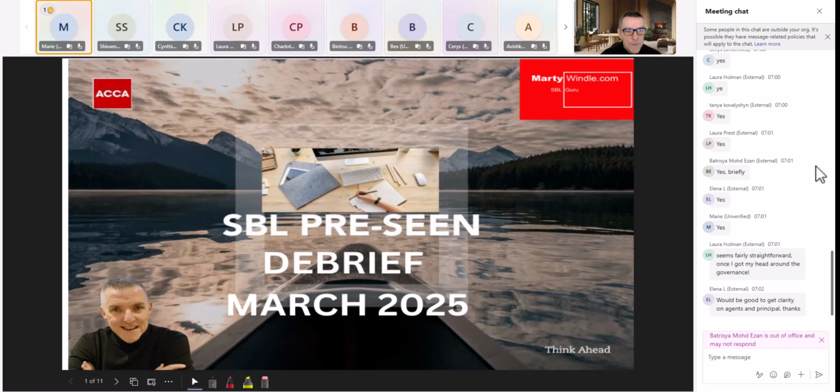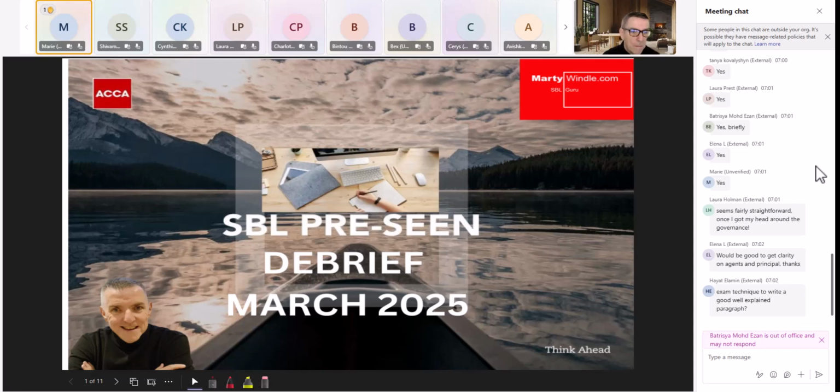Agents and principals. Basically, in a corporate organization, the principals are the shareholders, investors, and the agents are the board of directors. In a charity like this, the principal is the donor, the people donating money, and the agents are the trustees and the board of directors who are running the company on behalf of the donors.